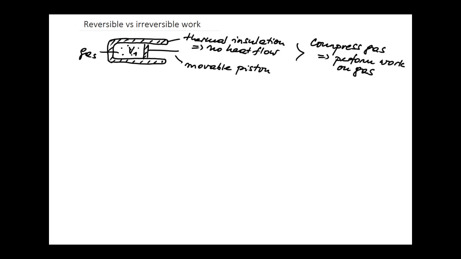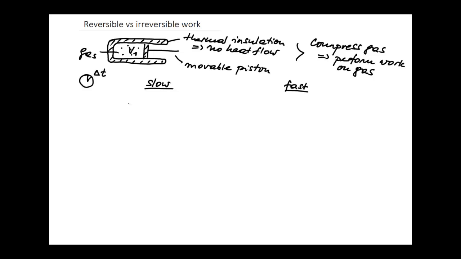Now you can move the piston, say you want to compress the gas, and you can move the piston either slowly or you can move it fast. And let's consider what difference that makes, whether you move the piston slowly or fast. So let's say you have, in a certain time interval delta t, you can either move the piston slowly or you can move it fast.